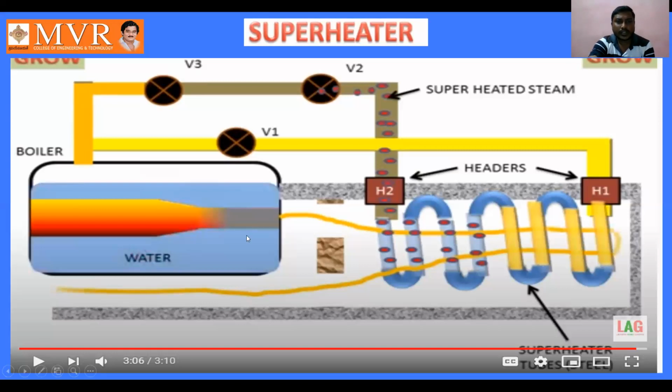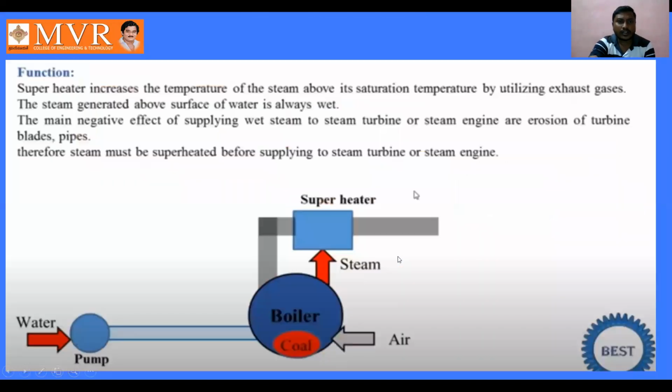This is what it is about the superheater. The superheated means the saturated steam which has been developed is converted into superheated steam by using these superheater tubes. The main function of the superheater is that it increases the temperature of the steam above its saturation temperature by utilizing exhaust gases. It means from the exhaust gases we take some part of the heat, and it is used for increasing the temperature of the steam above its saturation temperature.